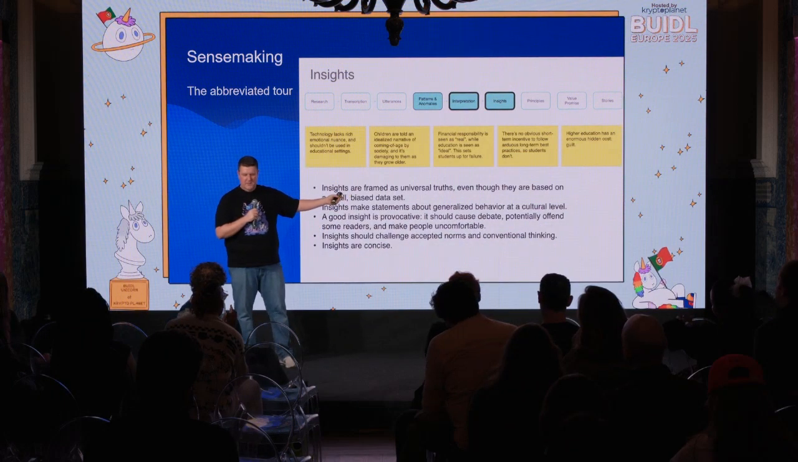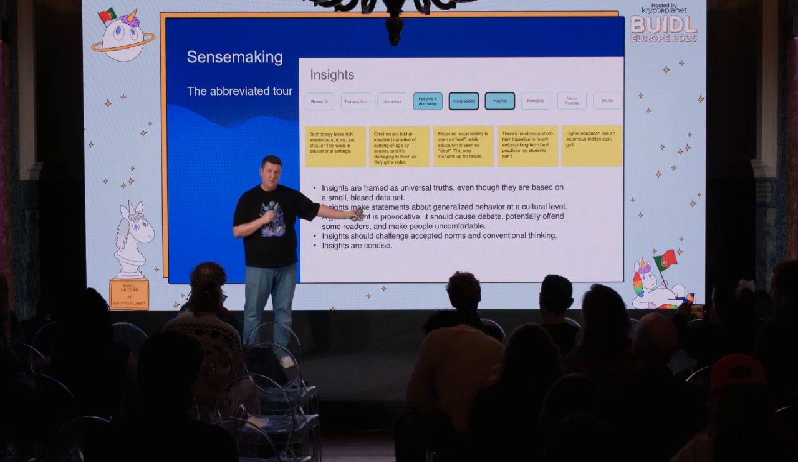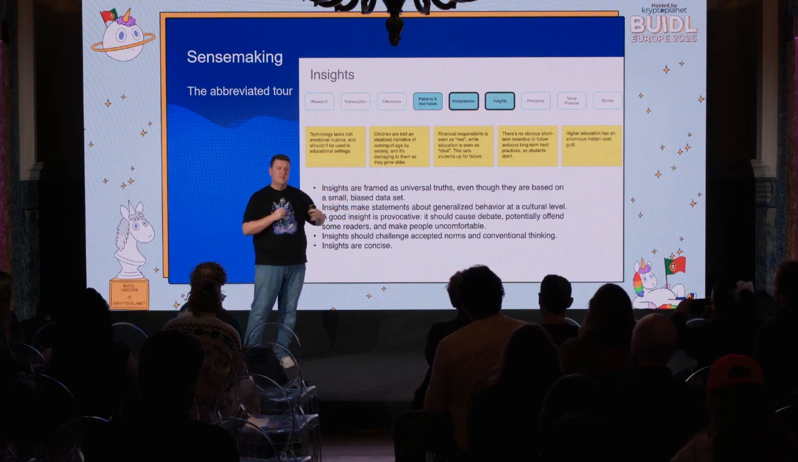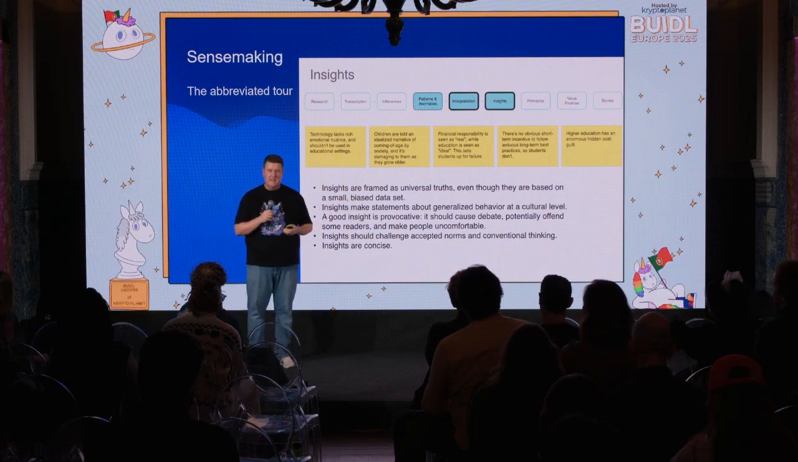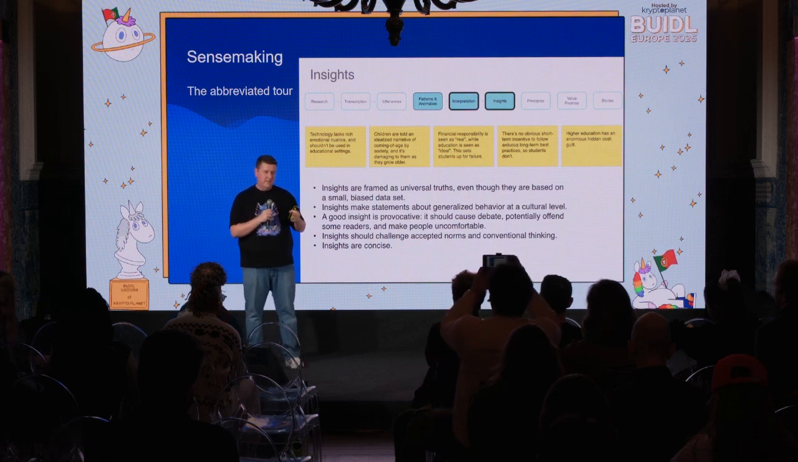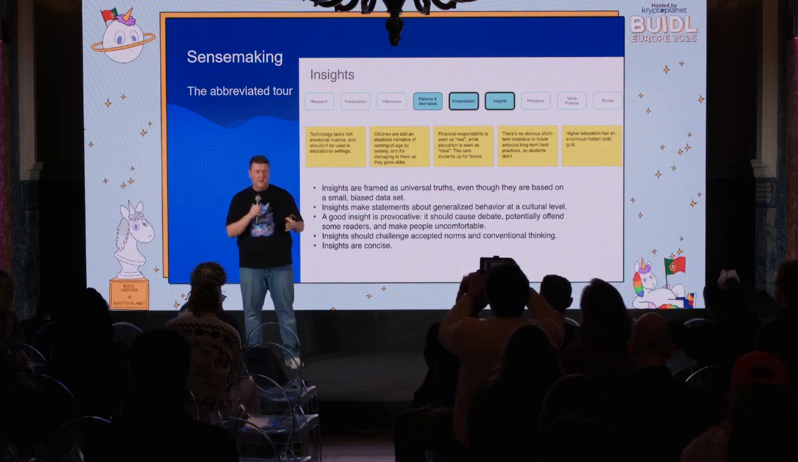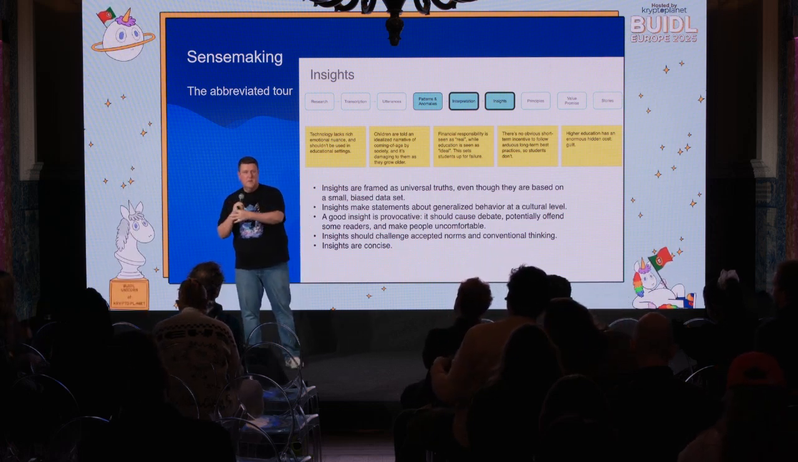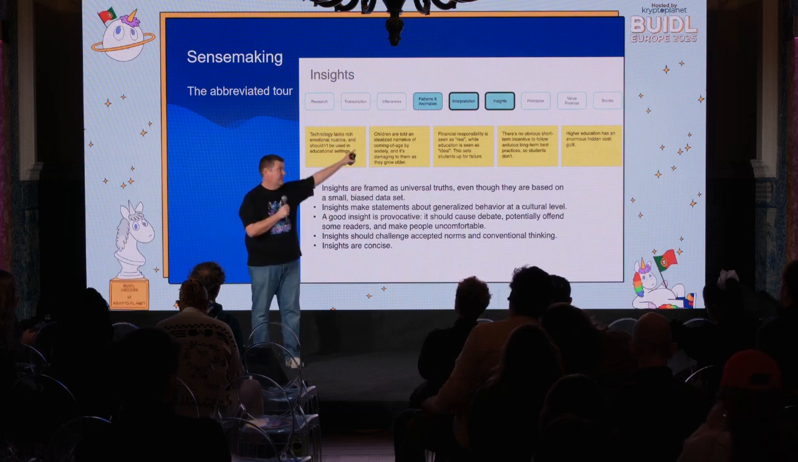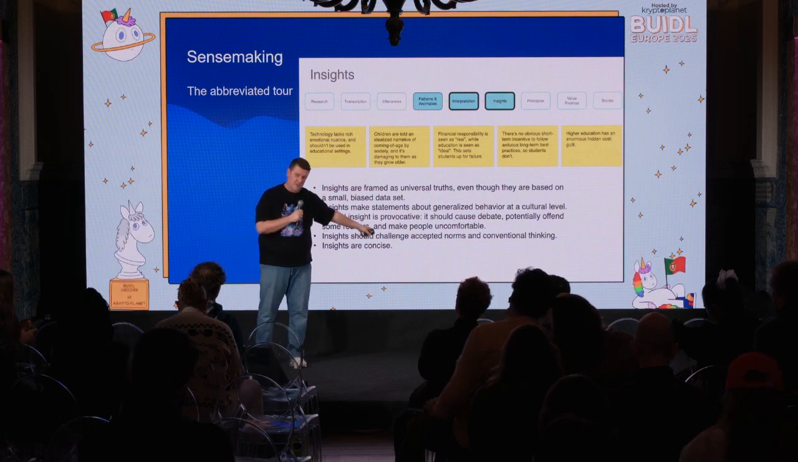So, they are framed as universal truths. They're allowed to be wrong. Okay? They are meant to provoke feelings and responses. And that is it. Quantitative data is meant for a model that you can predict. Qualitative data is meant to generate insights that are provocations for future action.